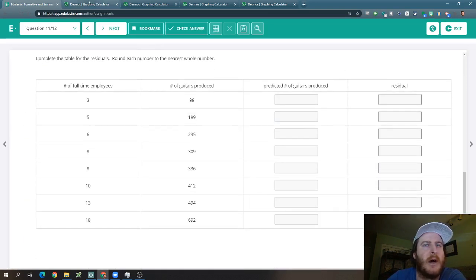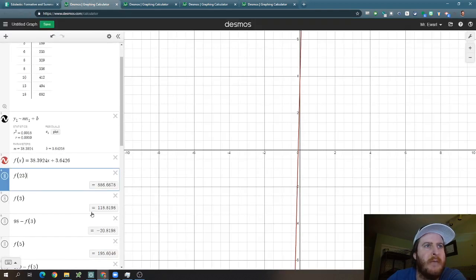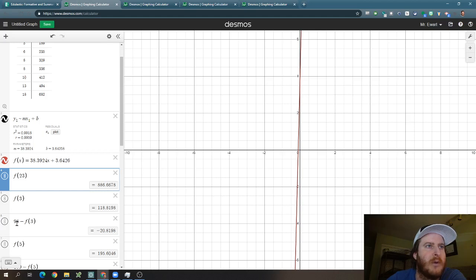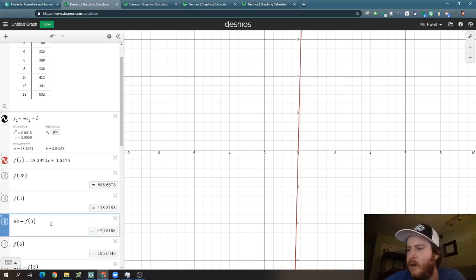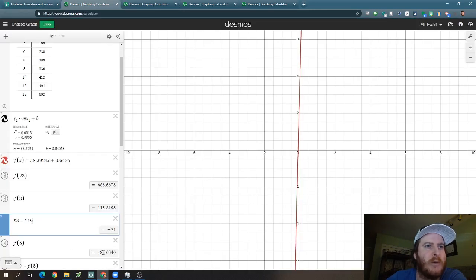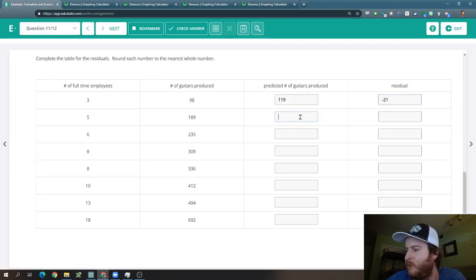Then complete our residuals table. So this one takes a little while. We're going to do f of 3. We get 118.8. It said round to the nearest whole number, so I'll go with 119. And then we'll do 98 minus 119. You can either do it that way, or you can just do 98 minus 119 like that. And we get negative 21. And we'll just keep doing this, right? Then we'll do f of 5. F of 5, we get 195.6, so I'll round that up to 196. And then 189 minus 196, we end up with negative 7.